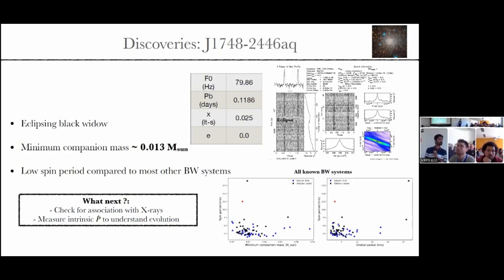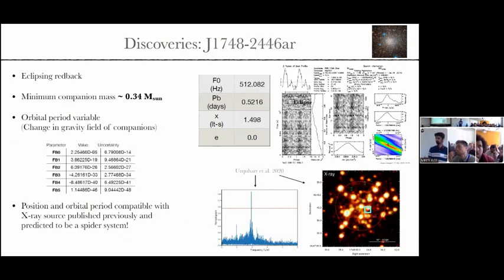What is interesting here is that if I put in all the known black widow systems, where I plot spin period versus minimum companion mass and spin period versus orbital period, this red dot here is actually this pulsar, and it's deviating from the population. So there might be something interesting going on in terms of evolution here. So this is what I want to explore further, and hopefully try to measure an intrinsic P dot for the system to give clues to this.